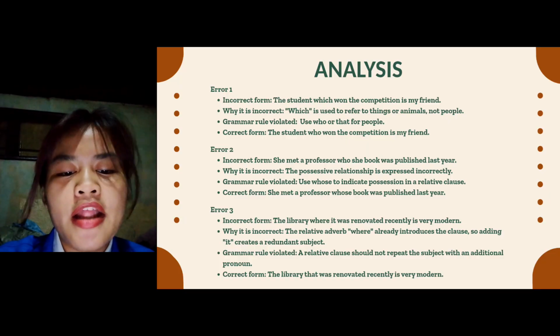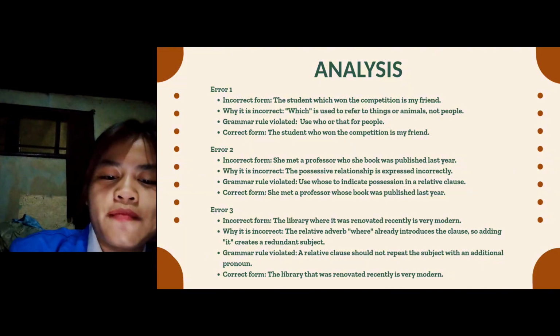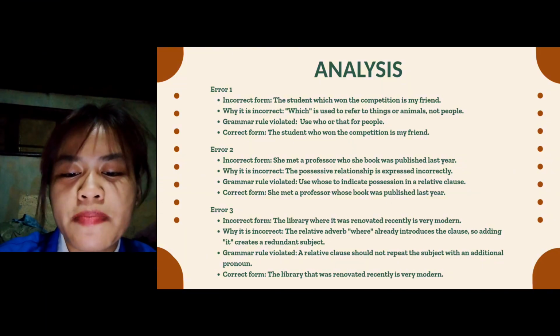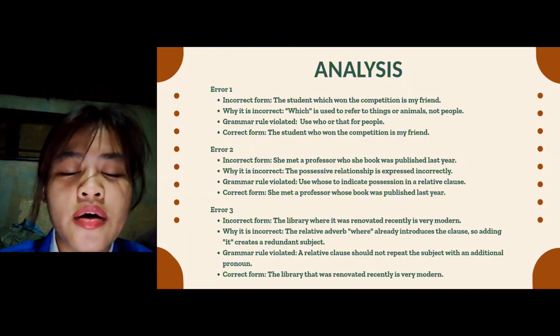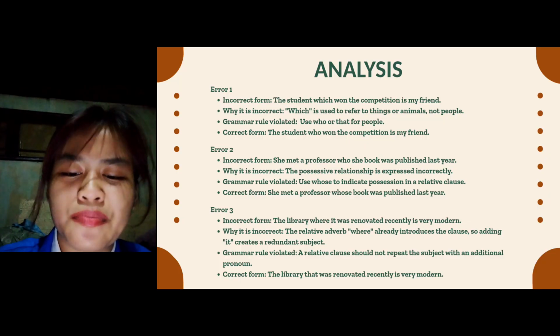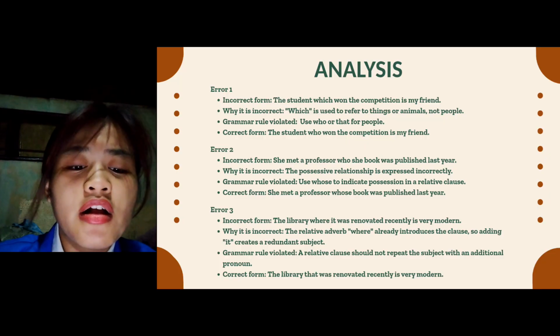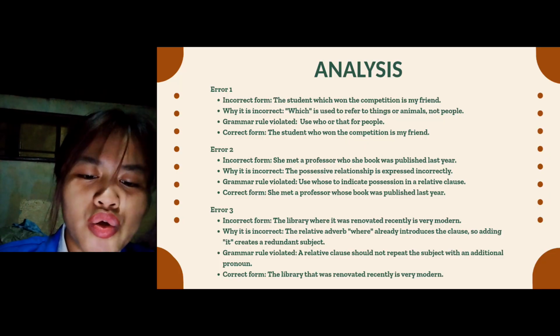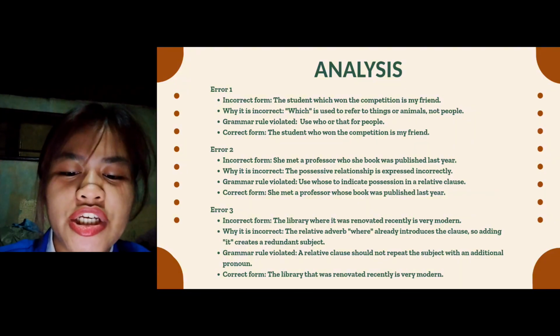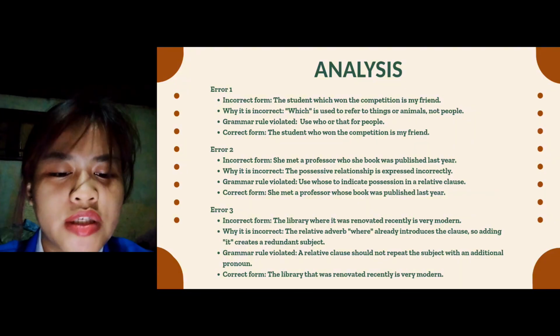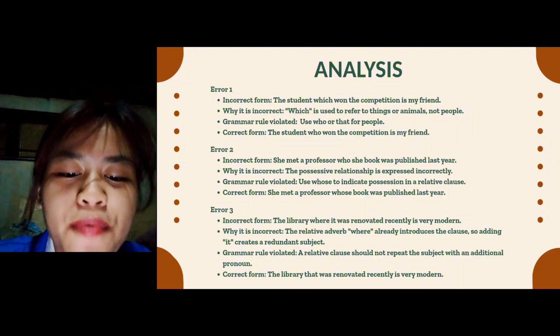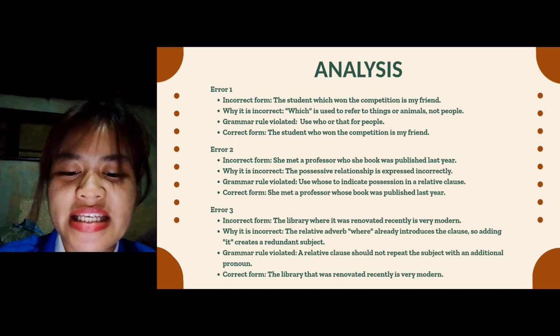Second error, incorrect form: she met a professor whose book was published last year. Why is it incorrect? The possessive relationship is expressed incorrectly. Grammar rule violated: use whose to indicate possession in a relative clause. Correct form: she met a professor whose book was published last year.